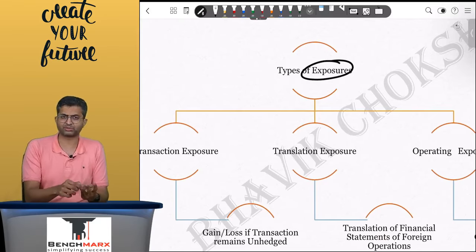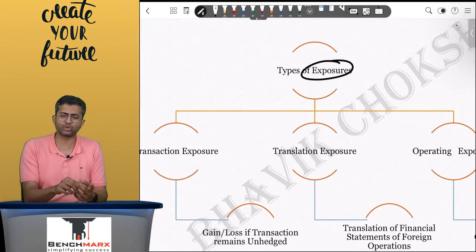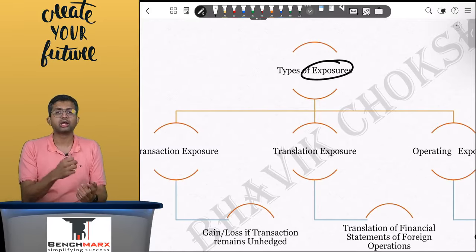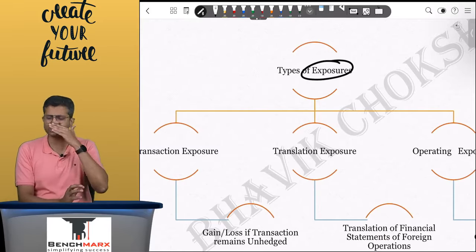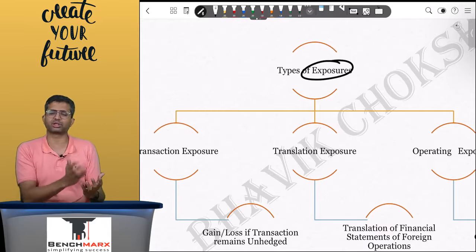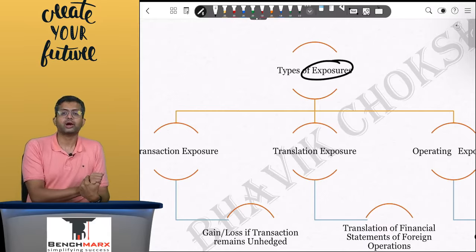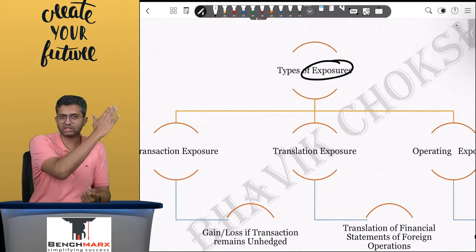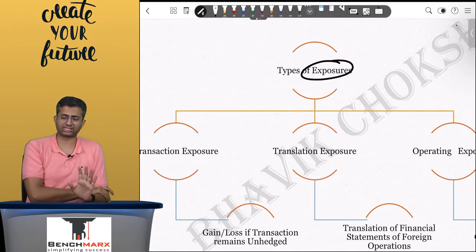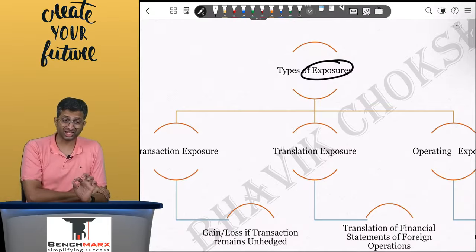Now there's also a theory and a practical concept over here in terms of the types of exposure. There are three types of exposures. There can be transaction exposure, translation exposure, and a complex operating exposure. Transaction exposure is nothing but the gain or loss if the transaction remains unhedged. Almost everything that you try to hedge in the earlier section is a transaction exposure. That is, if the transaction remains unhedged, how much additional cost can be incurred.